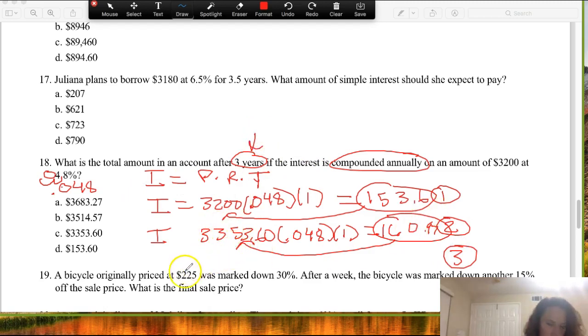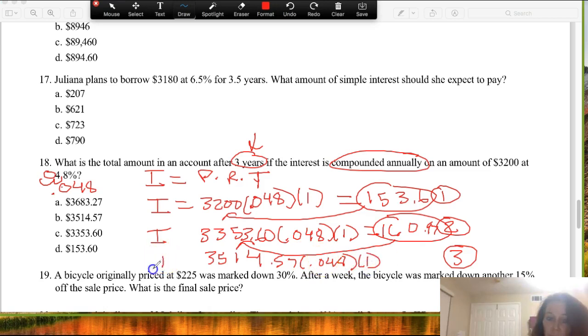When I add this back, I end up with, let's see, 160.97 plus 3353.6. And I'm going to get, hold up. Okay, I'm going to get $3,514.57. Okay, so that's after the second year. That's how much I have, and I just do it one more time to get year 3, after the third year.